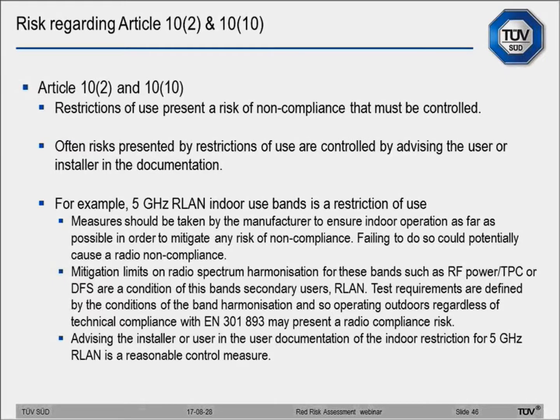Some product types may have restrictions of use, which in themselves present a secondary risk and therefore must be controlled. Often risks presented by restrictions of use are controlled by advising the user or installer in the documentation. Article 10.2 and 10.10 cover restrictions of use and the measures necessary for manufacturers to control the restrictions of use. Annex 5 of the R&TTE requires an explanation of compliance with these particular articles.